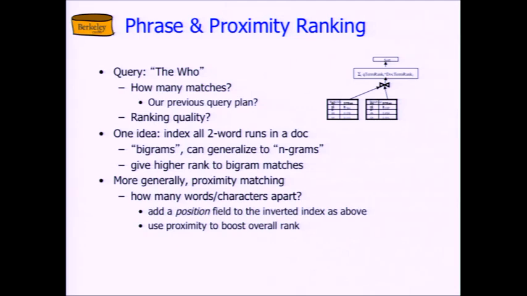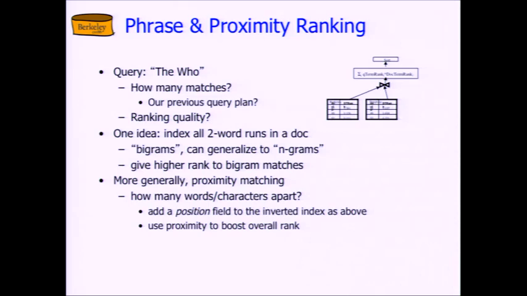Our previous query plan is just going to look at term frequencies. "The" and "who" probably appear pretty often in many documents, and the inverse document frequencies for these are both terrible. "The" appears all over the place, and so does "who." So what we're really looking for is we want to find "the" next to "who." That's unusual. In fact, it's very unusual. That's why they named the band that, right? It's like, what? The who? That was the whole idea.